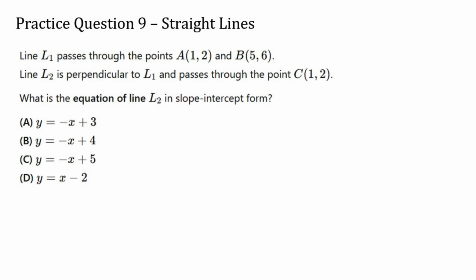Practice question 9. Line L1 passes through the points A and B. Line L2 is perpendicular to L1 and passes through the point C. What is the equation of line L2 in slope-intercept form?